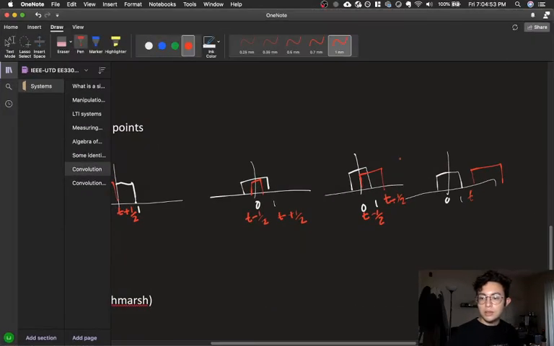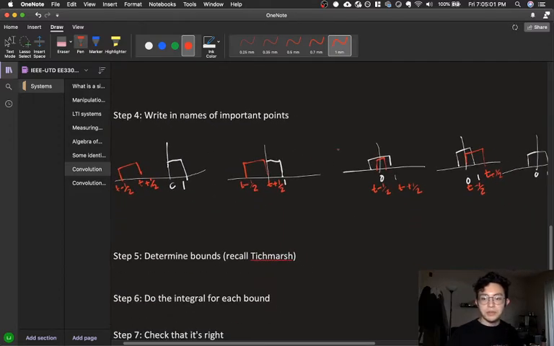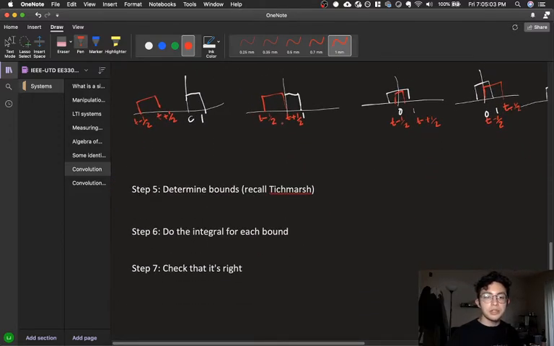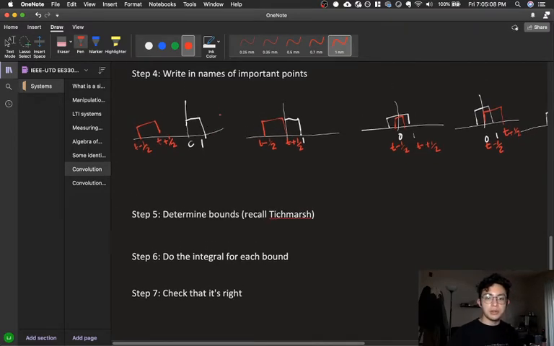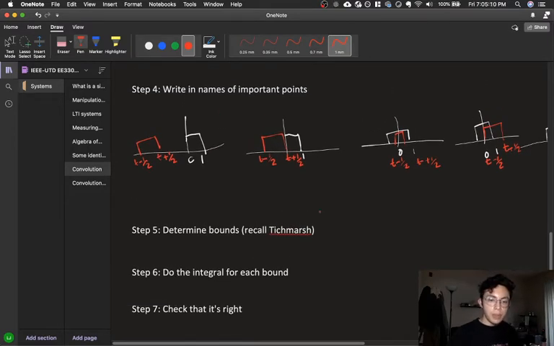Okay, let's see. Yeah, so I'm just labeling everything again. T plus 1/2. Alright, so we have all of the bounds, and now we just need to start writing inequalities, basically. So when will it be that this t minus 1/2 and t plus 1/2 is less?